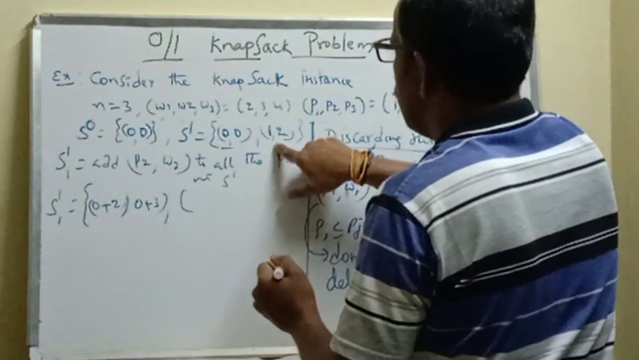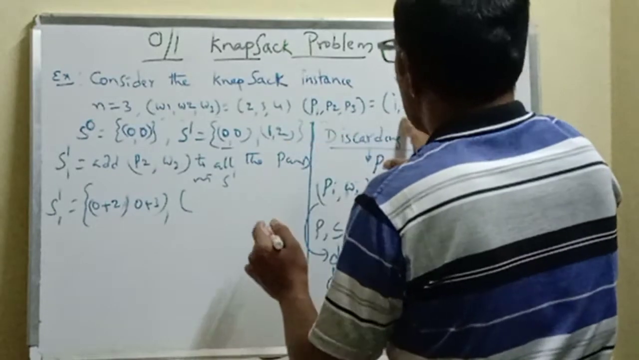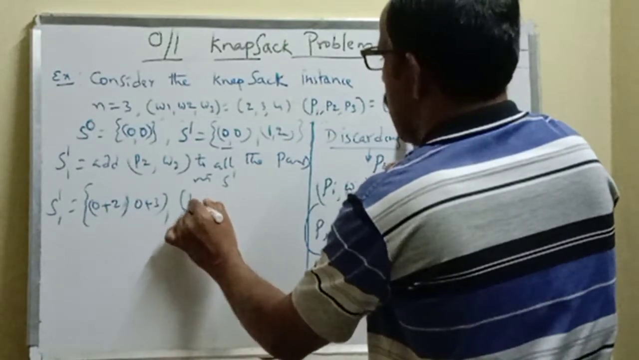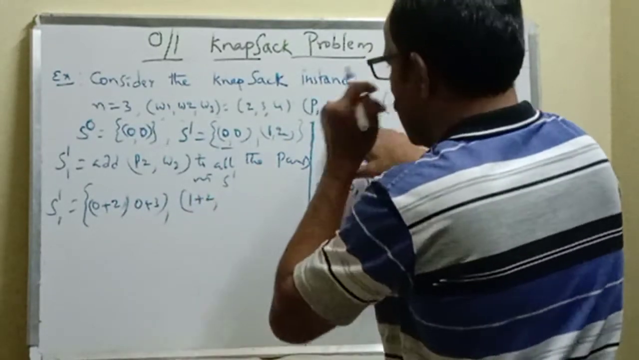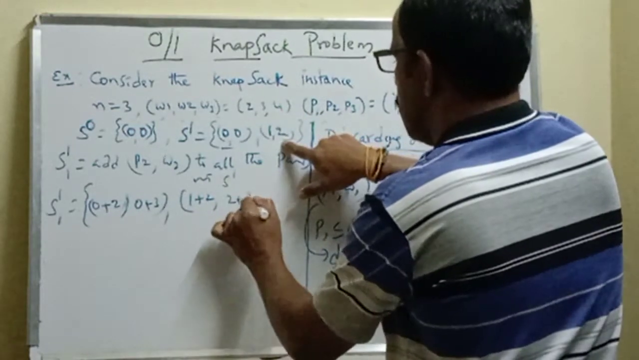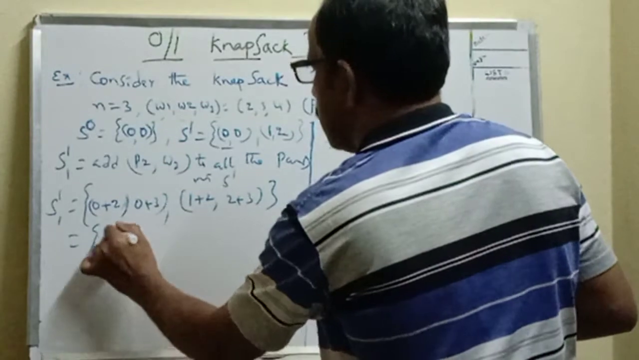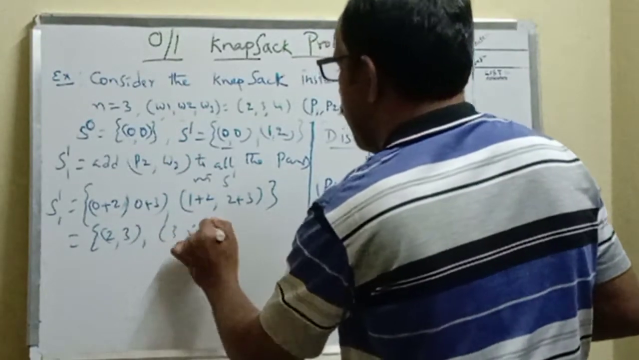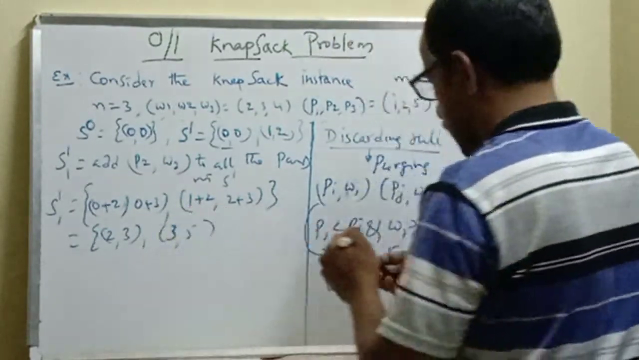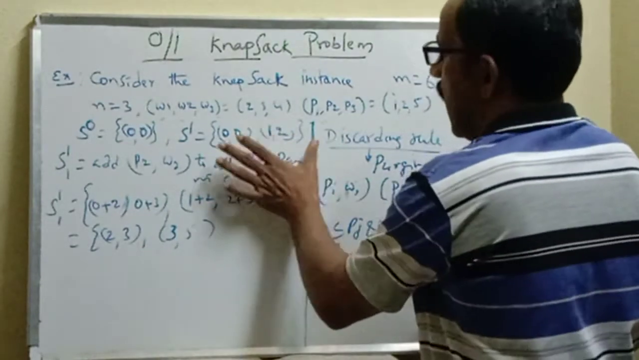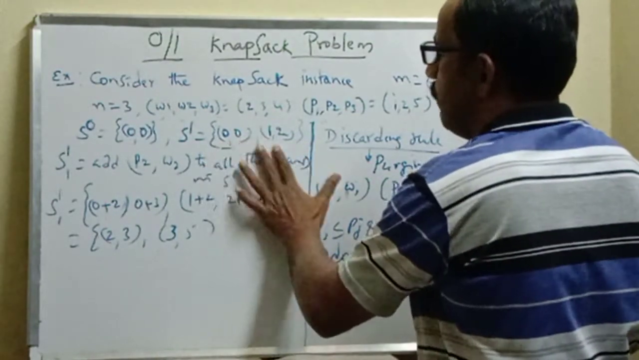Then add P2 W2 to 1, 2. What is P2? P2 is 2. So 1 plus 2 comma 2 plus 3. Then what we get? 2 comma 3, 3 comma 5. What we did here? Just add P2 W2 to all the pairs in S1.